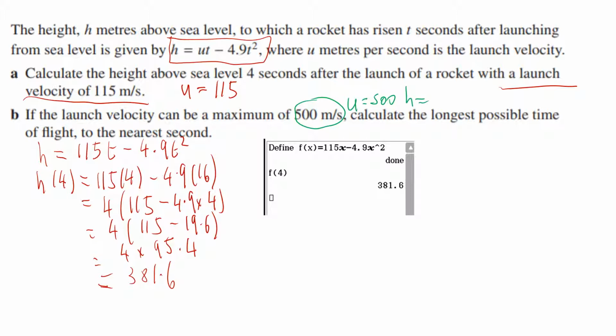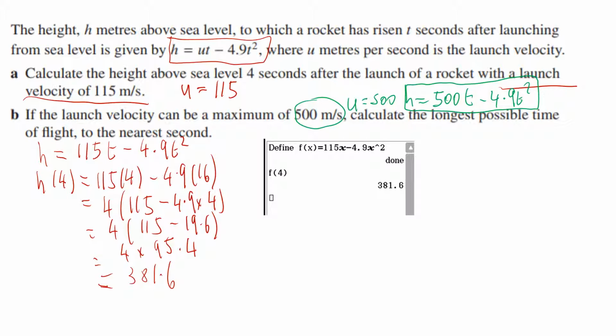h is equal to... out goes u, in comes 500. So, all right, that's modeling the height that the rocket reaches above sea level, but above the point of projection, with a maximum launch speed.